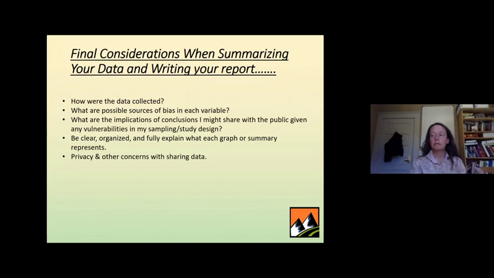We want to always be clear, organized, and fully explain what each graph or summary means. Whether it's for the future me coming back to my report in 2 weeks, or to disseminate information to members of the community or colleagues, just making sure to be clear, organized, and having everything labeled. And especially if you've ended up having to remove data or delete it temporarily just for visualization purposes, making sure to document all of that.